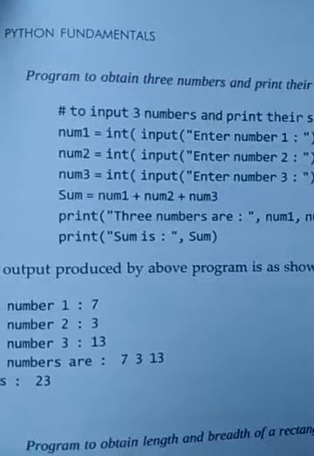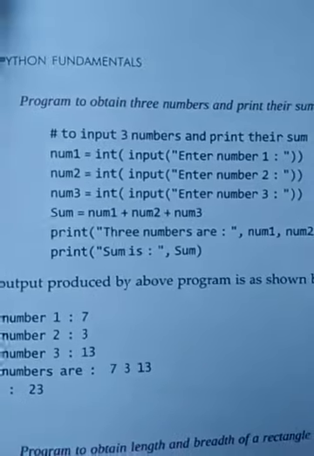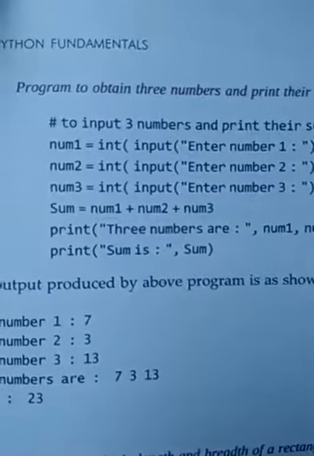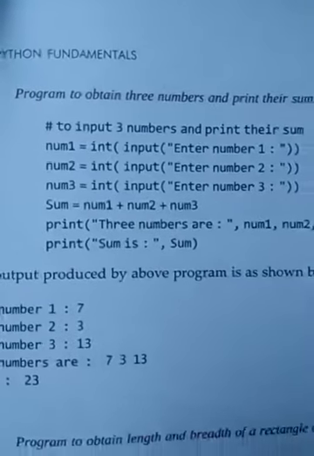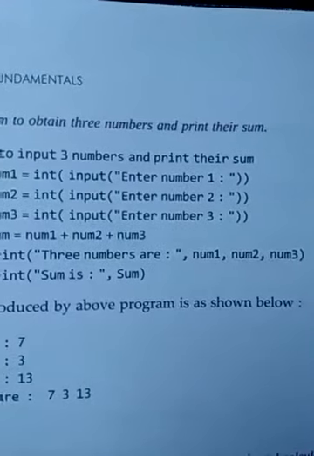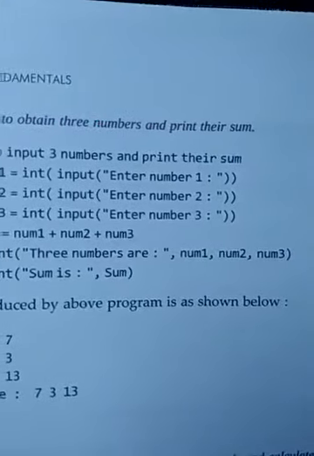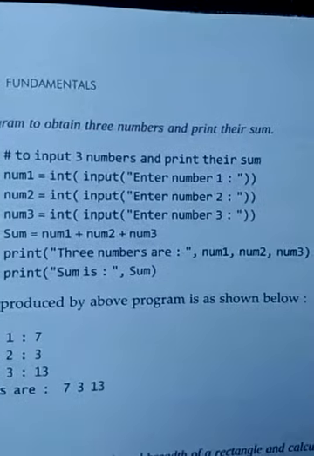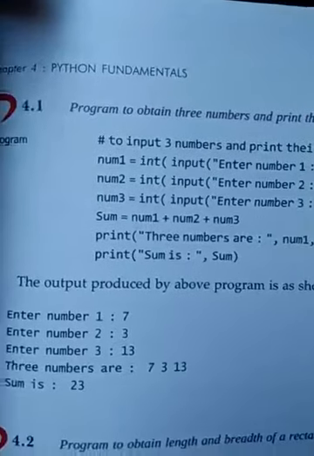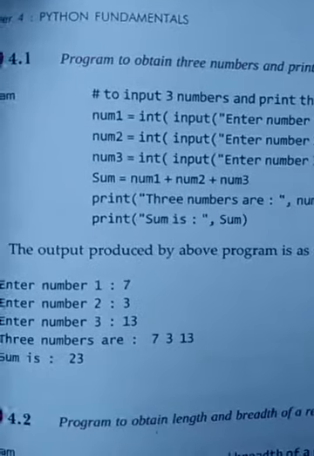After that, we are using the statement sum = num1 + num2 + num3. So the sum will be calculated from num1, num2 and num3 and stored in sum. Before printing the sum, we are printing all the three numbers. The values should be displayed with the help of commas in a print statement for multiple values, so one space will be there. So the three numbers will be printed, and after that we are printing "the sum is", sum.